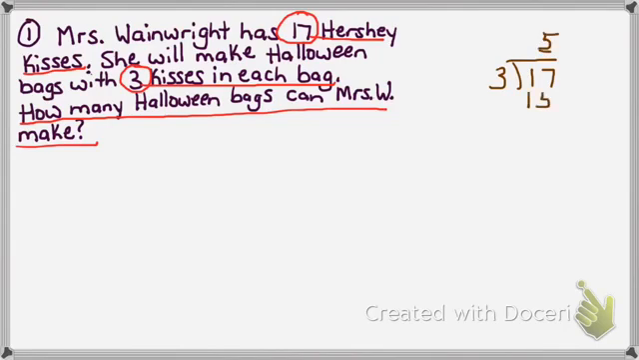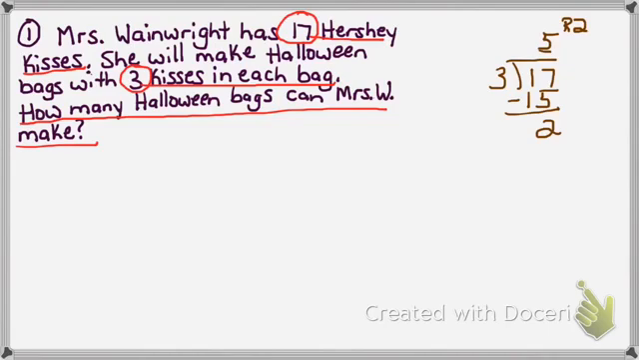Multiply 5 times 3 is 15. Subtract 17 minus 15 is 2. Compare: is 2 less than 3? Yes, it is. There's nothing to bring down, so I write my remainder. This is a word problem. My answer is 5 remainder 2.